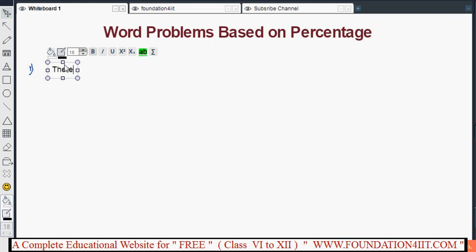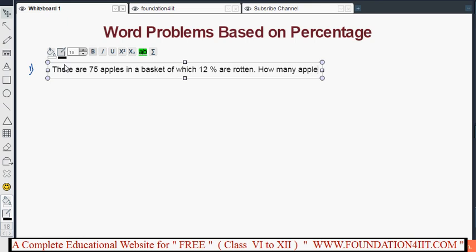So first question is like this. There are 75 apples in a basket, of which 12% are rotten. Now the question is, how many apples are good enough to be sold?